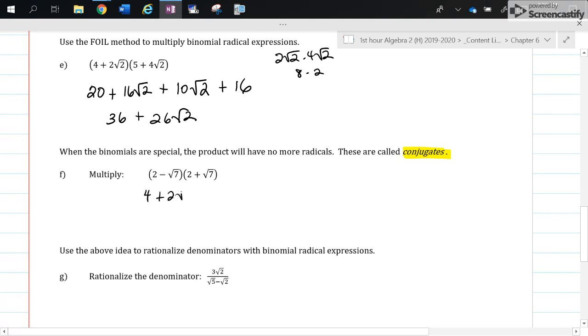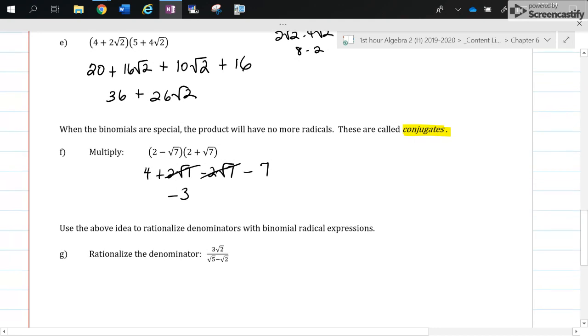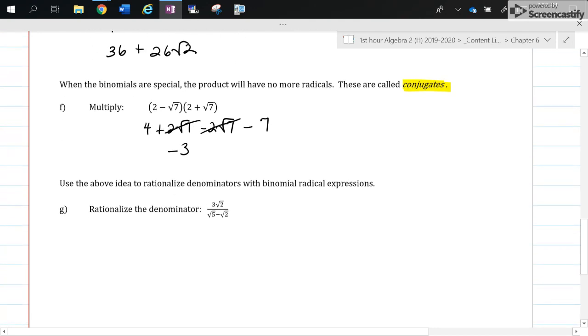Outer would be 2 times the square root of 7. Inner would be negative 2 times the square root of 7. And last would be minus the square root of 7 times the square root of 7, which is 7. So notice the outer and the inner are exactly the same but opposite. So when we add those together, we get 0. And we add 4 minus 7, and we get negative 3. So notice when we multiply two conjugates together, the product is actually rational.